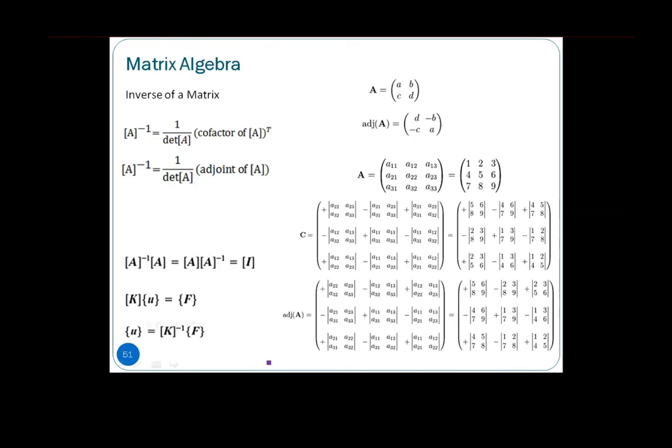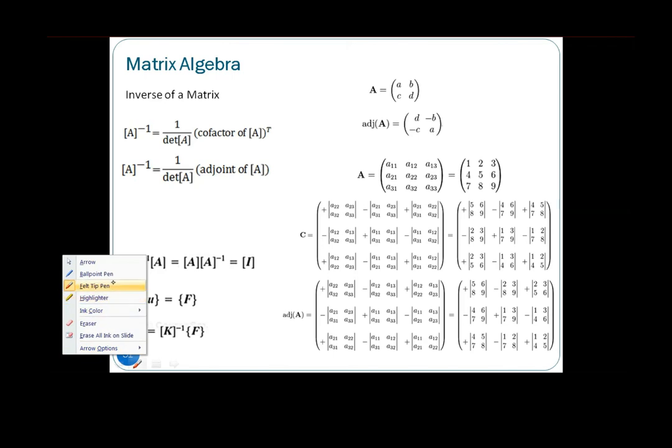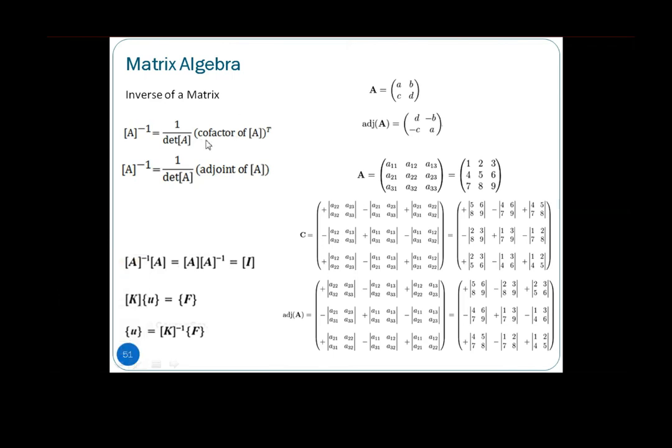So if you can find the determinant, probably we are one step nearer to determining the inverse of the matrix itself. The inverse of a matrix is 1 over the determinant. Then you find the cofactor of A, then you transpose that cofactor of A. That transpose of the cofactor of A is what we sometimes call the adjoint of A. So 1 over the determinant of A multiplied by the adjoint of A gives us the inverse.